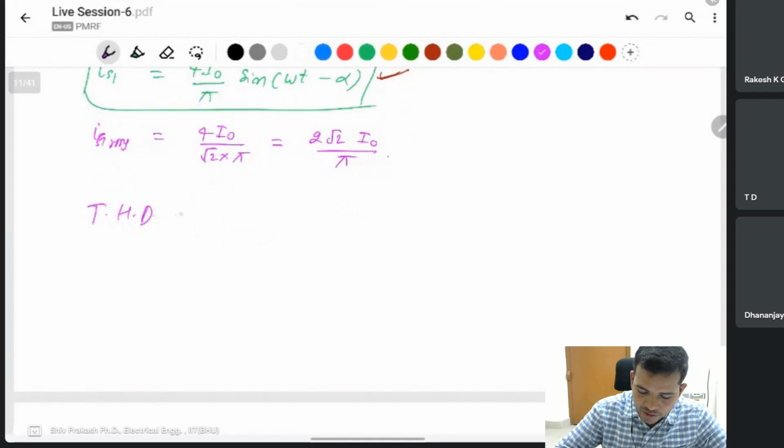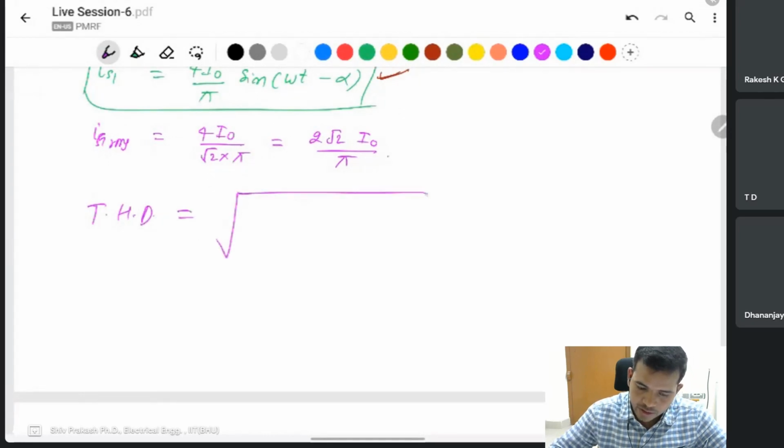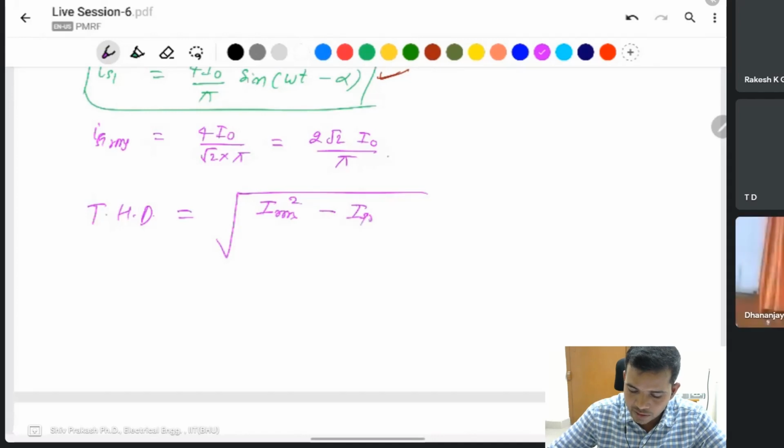Total harmonic distortion says how much harmonics is affected in this waveform compared to the original waveform. Take the total RMS minus fundamental RMS, divided by fundamental RMS. So divided by total RMS.